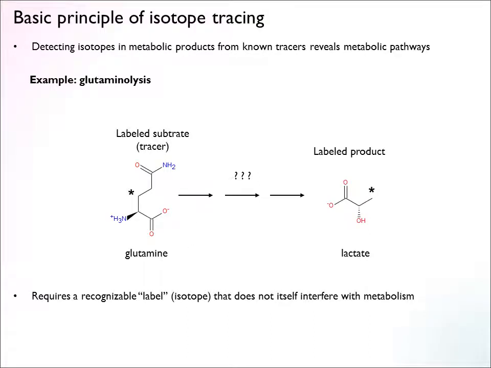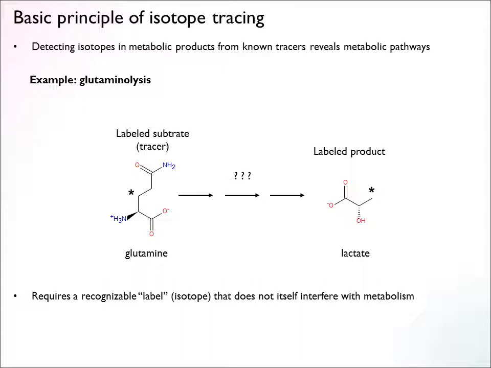So the principle of isotope tracing is really very simple, and I'm sure most people have seen this in some form or another. What you do in isotope tracing is that you give a cell culture or a tissue or even an animal a substrate which is labeled in some position, perhaps on a carbon. And then you let the cells or the tissue process this for a while, and then you recover products and you check what is labeled. And of course, what must happen is that if you discover a labeled product, it must have come from the labeled substrate or the tracer.